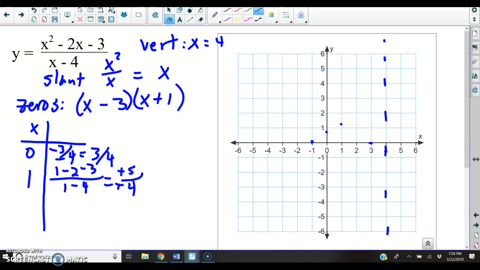Okay, and it has to go back down. So I think this one is going to look like this. And on this side, I think it's going to look like that. And I'm going to try some points for that area.